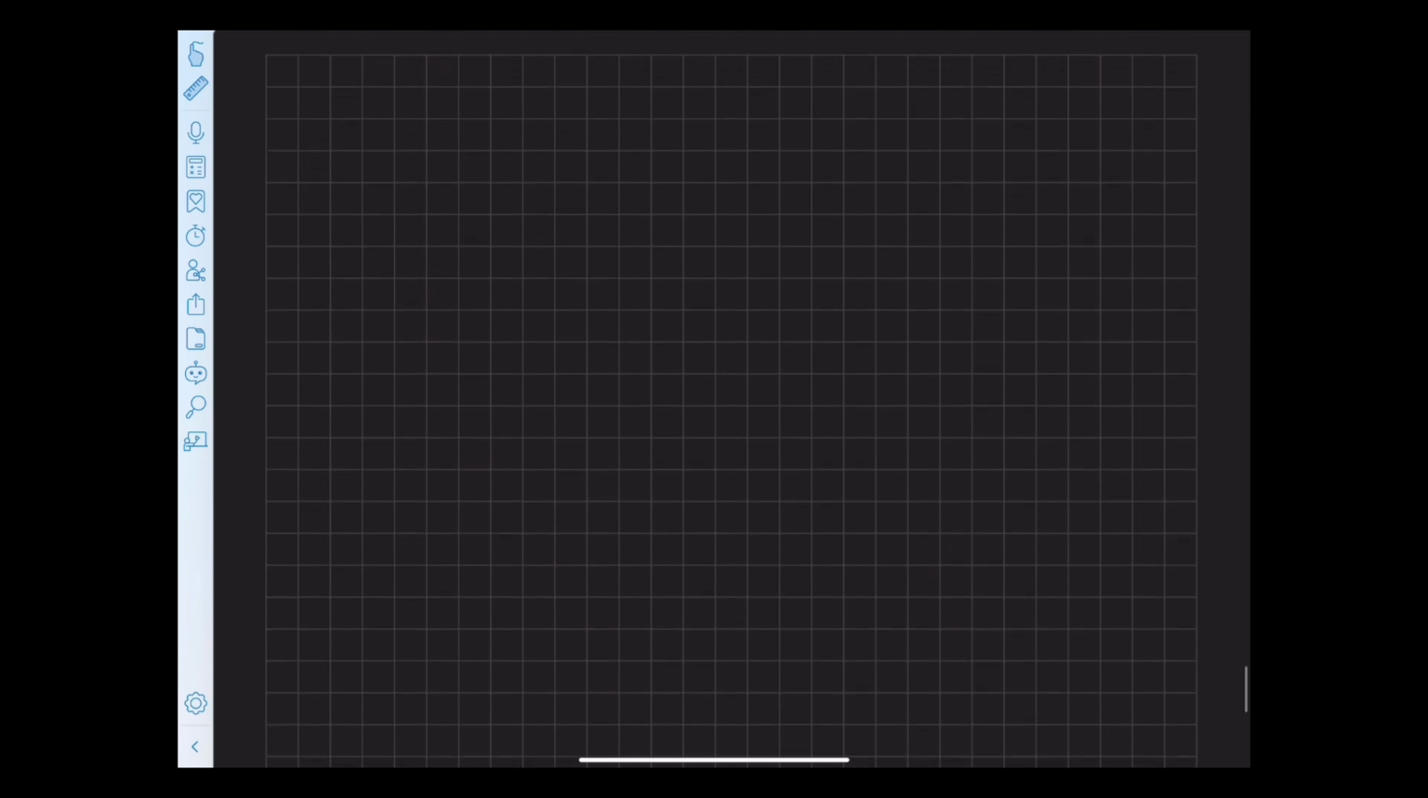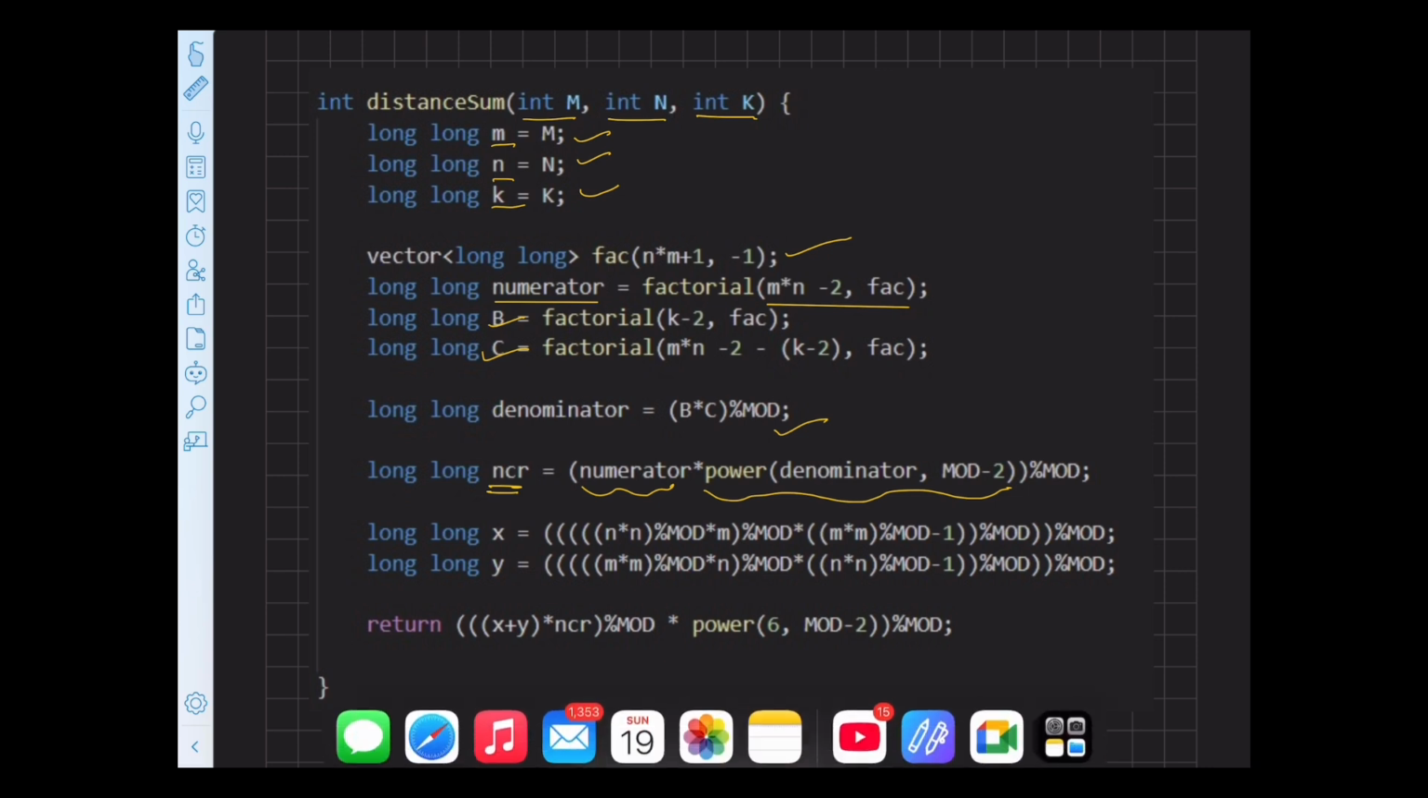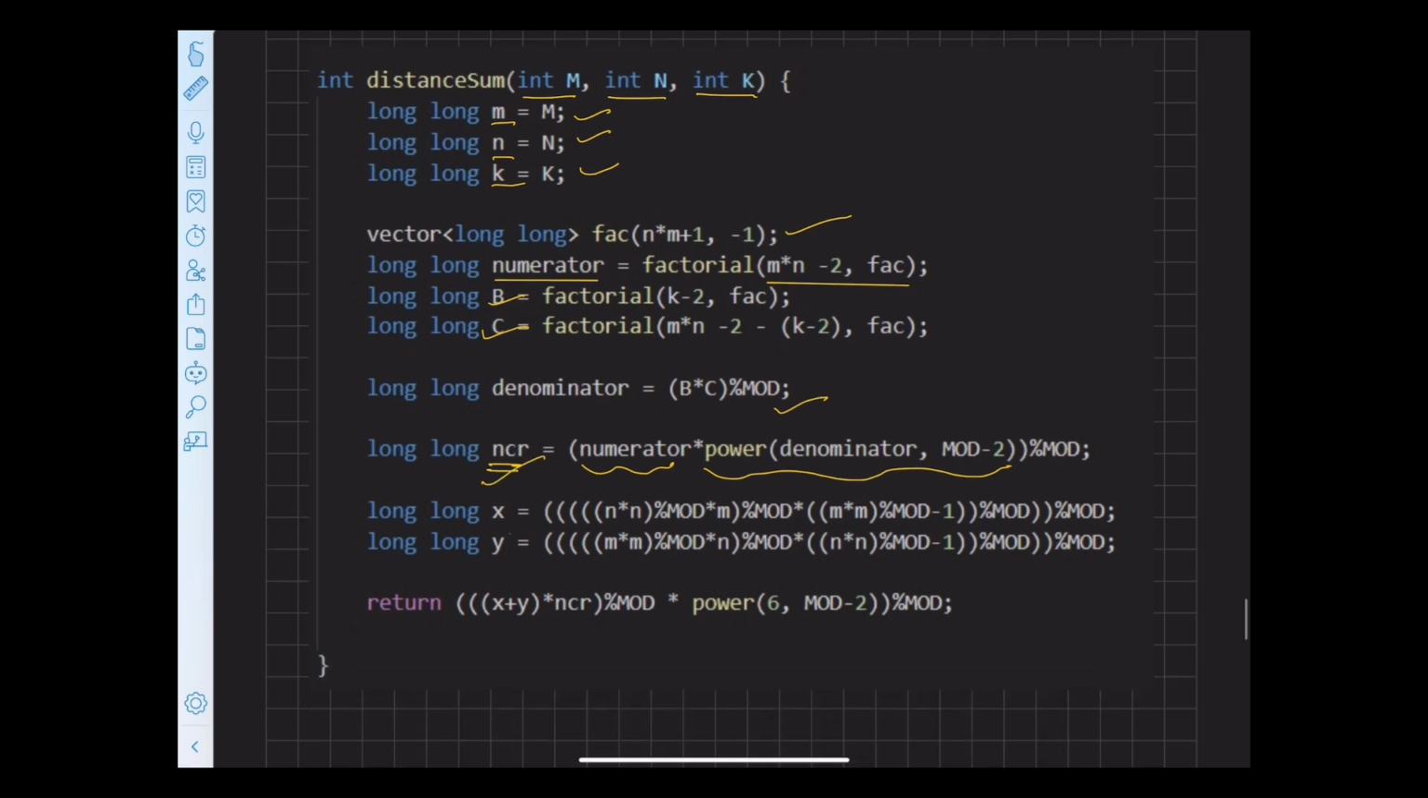So how does our entire code base look like? This is how our final code looks like. First of all, since these were normal integers, I converted them into long, m, n, and k, right? And this is for the factorial. We calculated the numerator, which was this, remember? Then we calculated the b and c value, and then we calculated the denominator. And now we need to compute the ncr. Ncr was nothing but numerator over denominator, so it's numerator, and this is the inverse modulo of denominator. So we calculated the ncr value, and then we finally found out the d value.